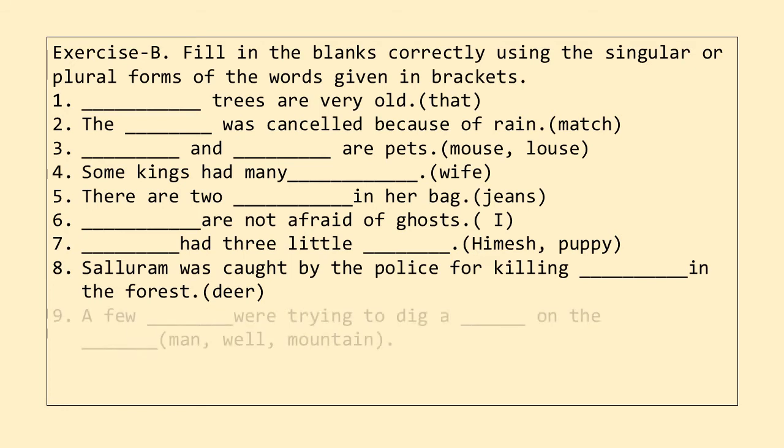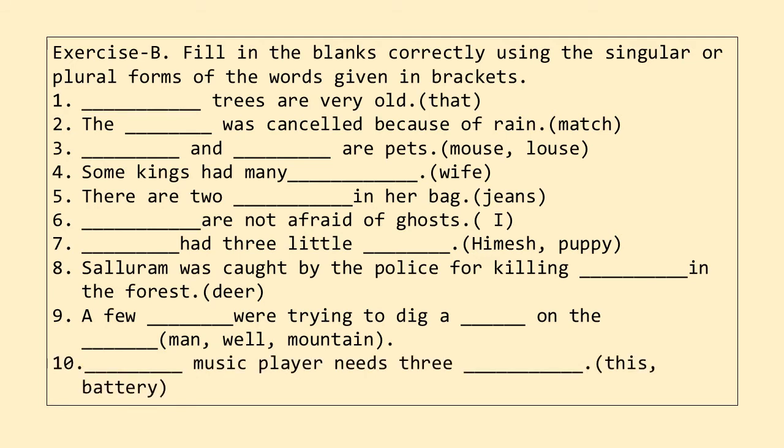Number 9. A few dash were trying to dig a dash on the dash. The words given in the bracket are man, well, mountain. And number 10, the last sentence of this exercise, is dash music player needs 3 dash. The words are this and battery. So this was all about exercise B.